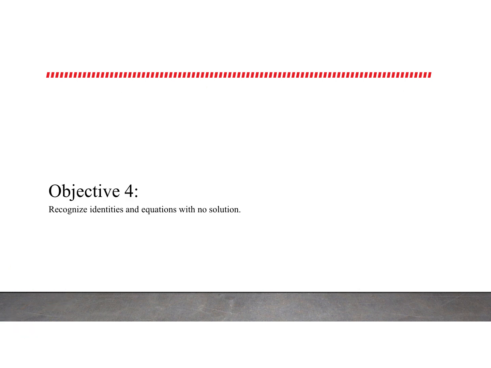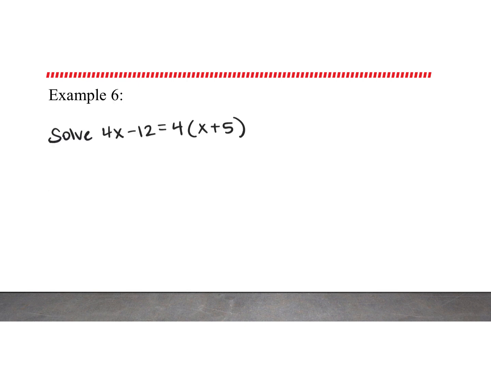All right, objective 4. We're going to recognize identities and equations with no solutions. Example 6. Solve 4x minus 12 equals 4 times x plus 5. So first thing I noticed, there's no fractions or decimals to work with. So we're going to start by clearing out the parentheses here. So the 4 in front of the parentheses needs to multiply to both things inside. So 4 times x gives us 4x. 4 times 5 gives us 20.